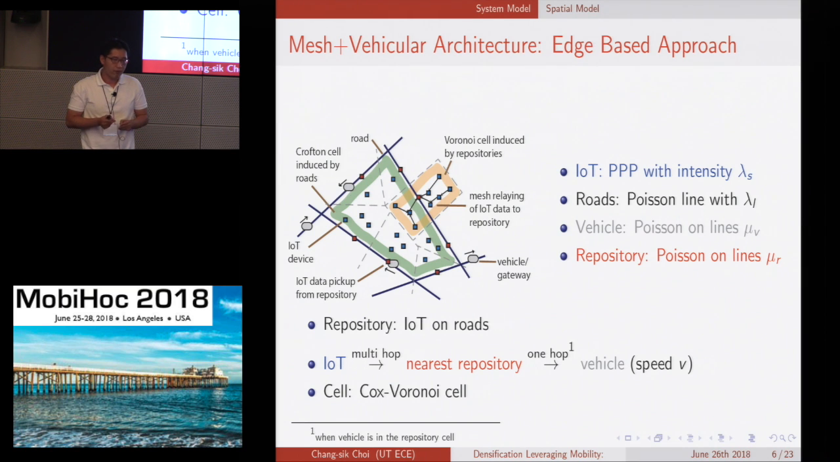You might wonder what the repositories do. They are just IoT devices on the road. The information flow in this architecture, as you can see in the figure, is from the IoT devices, which are sources and relays. They use multi-hop relay to relay the packet to the nearest repository. And then from the repository to the vehicle, we assume that the repositories transmit only when there is a vehicle in their cell, and the cell is given by this orange example. So the cell here is a Poisson-Voronoi cell, and this is the boundary of the mesh relay.